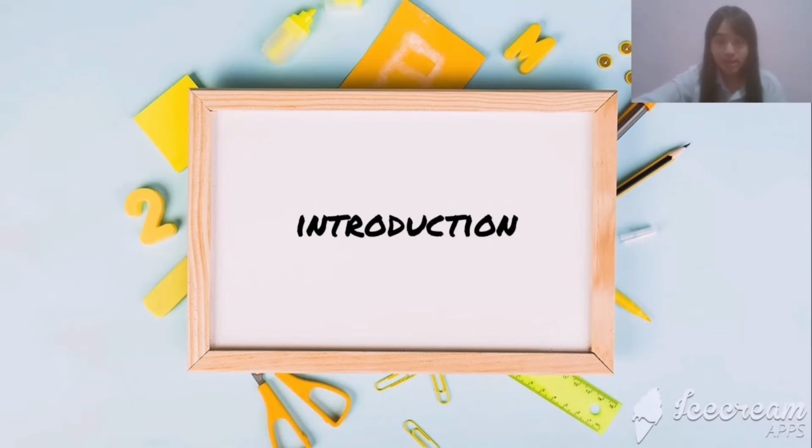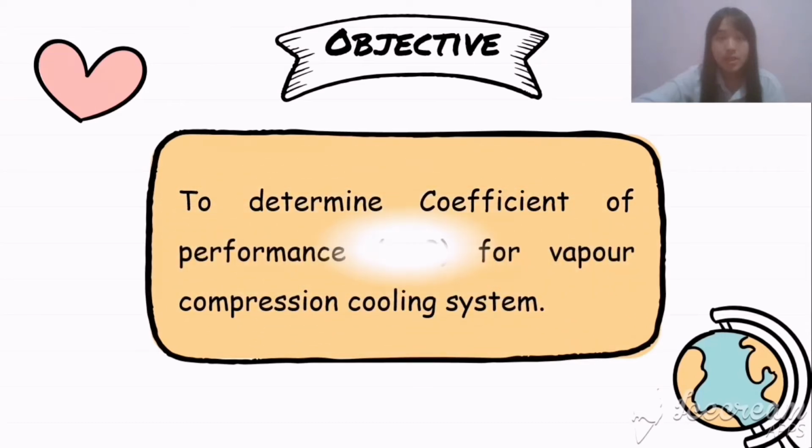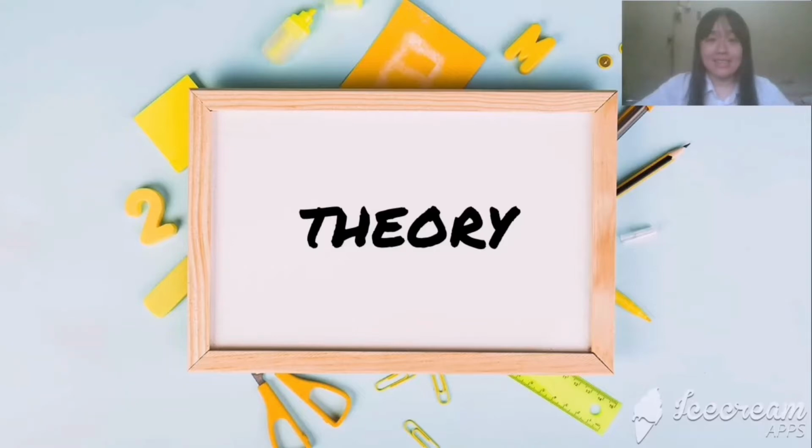The introduction of this experiment consists of two parts. The first one is objective, the second one is theory. The objective for this experiment is to determine the coefficient of performance, COP, for the vapor compression cooling system. Next, theory.